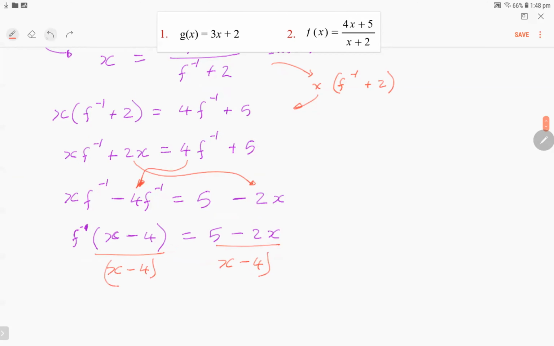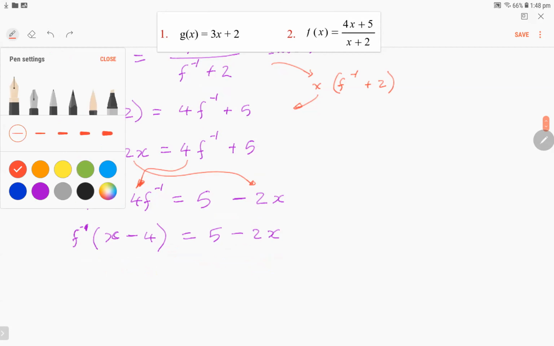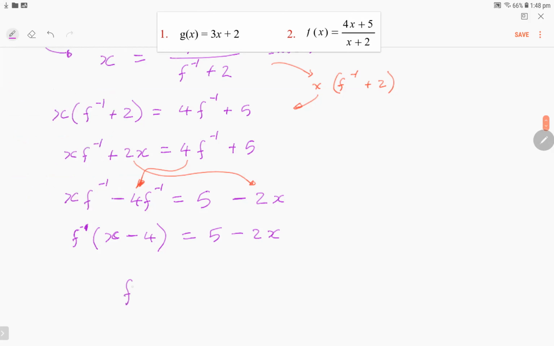All right, the shortcut method is to say that because this is multiplying right here, you divide it under that side. So in any case, what would happen next is that your f to the minus 1 will be left on this side equal to 5 minus 2x over x minus 4. And now that I'm finished, I can put back the x. And that's it. All right, let me turn the camera vertical so you can see all of it.